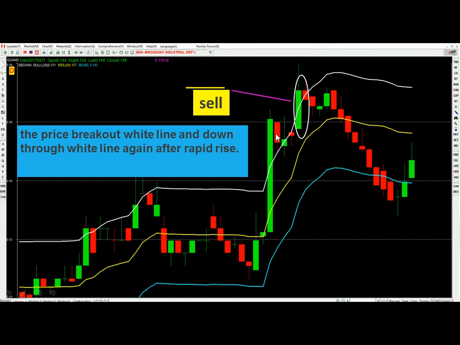Here sell or not? No, because not down again. So you should know the bearish candlestick break out white line and downward down below the white line. Downward break out the white line. So here is the sell point. Here is the sell point. Okay, for short-term trading.